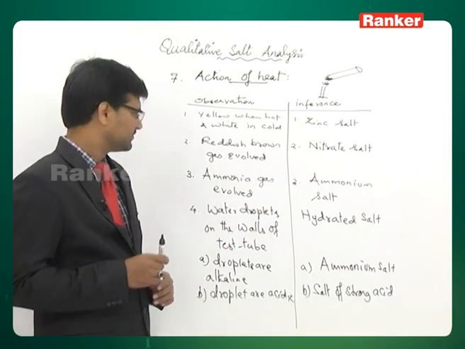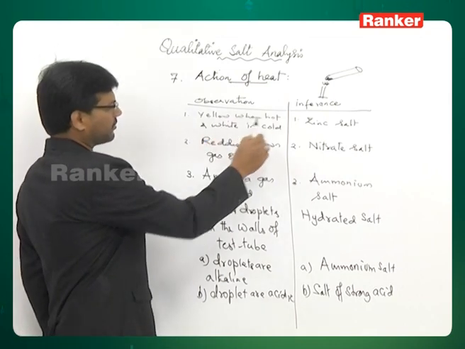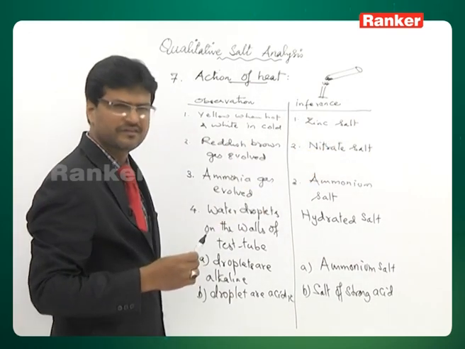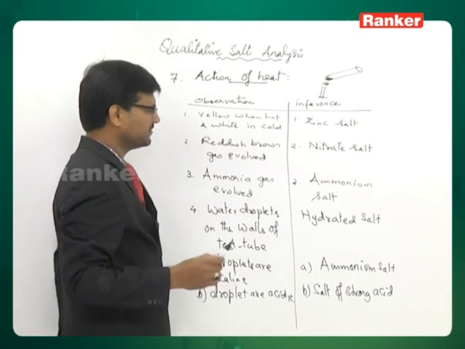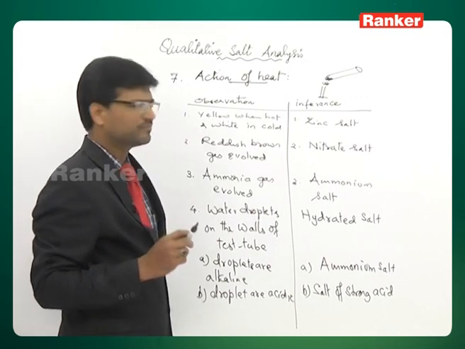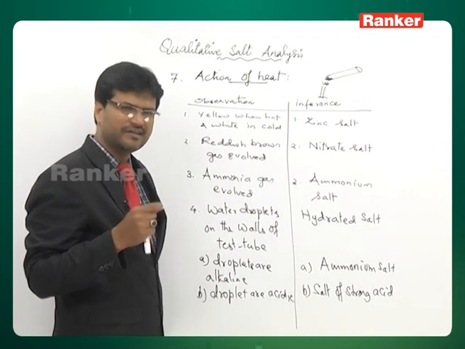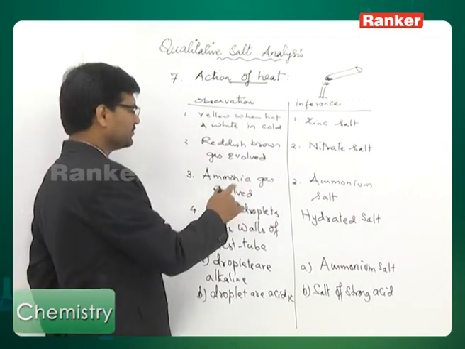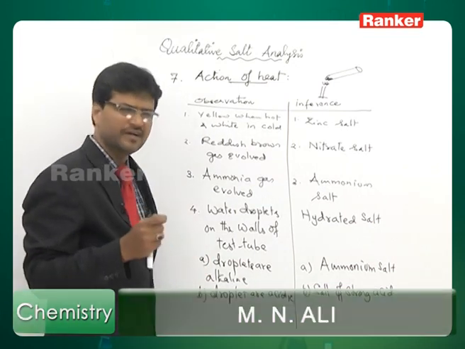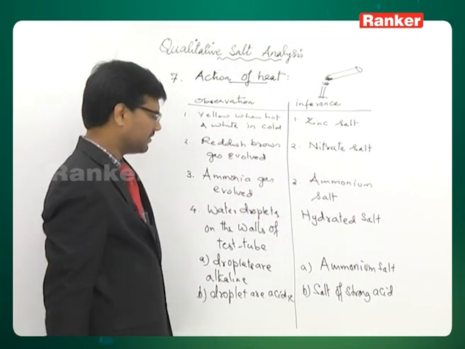We have some more in the list, let's go through this and then we will add some more. First, if the salt becomes yellow when hot and white when cold, it must be a zinc salt, and this color arises due to some defect in the crystal. If a reddish brown gas is evolved, the salt must be a nitrate, because the gas must be NO2. If ammonia gas is evolved, it can be tested with a glass rod dipped in HCl, which gives dense white fumes at the mouth of the test tube, or you can identify it from its characteristic smell. That means the salt is an ammonium salt.